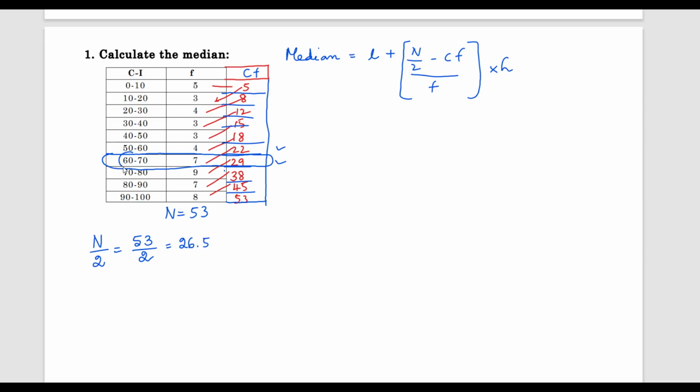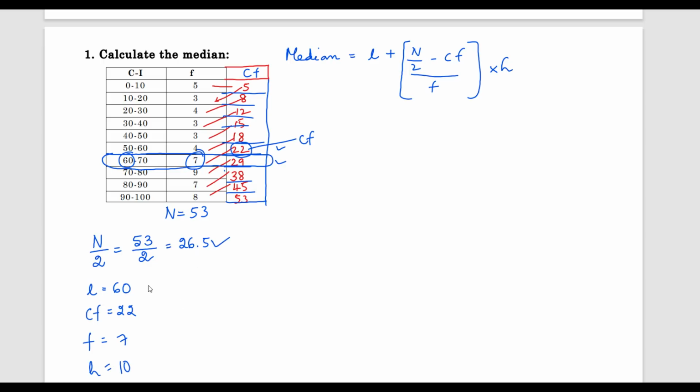From here, what is the lower limit? Lower limit equals 60. What is the cumulative frequency? CF will be 22. The CF above the median class gives the CF value, that is CF equals 22. f is the frequency; in the frequency column, f equals 7. Class size h equals upper limit minus lower limit, that is 20 minus 10 or whatever it is, we get class size as 10.